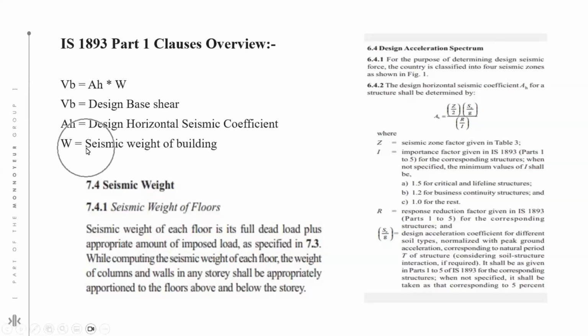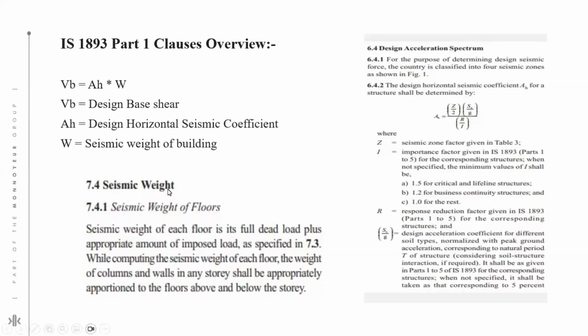And how you will calculate this seismic weight of buildings, I'll tell you. In codal provision 7.4.1, it is given in IS 1893: seismic weight of each floor is its full dead load plus an appropriate amount of imposed load. That means whatever the dead load on a structure, we will consider 100% dead load while calculating the seismic weight. But we will not consider 100% live load. We will consider a part of the live load for calculation of seismic weight for our structures.